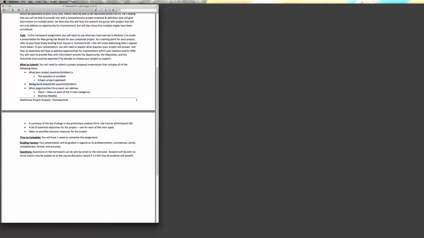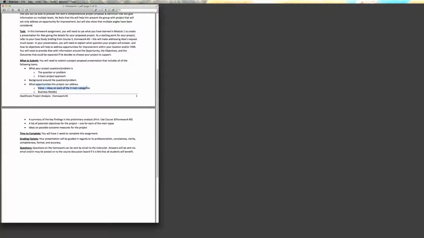Okay, once you get that done, then you're going to go into what opportunities this project can address. So the values, and I'm going to go over this in just a second, so you can see what I'm talking about. So the values, you need ideas on each of the 3 main categories. So 3 main stakeholder groups is what we're looking for here. So there should be at least 3 different values minimum.